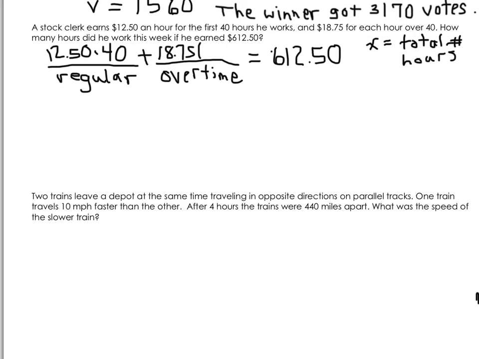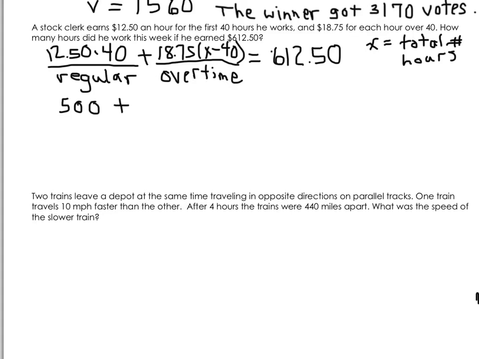So if we want to know how much overtime he worked, we have to take X, the total number, and subtract 40. You don't have to work the problem this way, but I just wanted X to represent what it is we're actually trying to solve for. So that's why I did it that way. So we need the 12.50 times 40. So he's going to get $500 for regular pay.